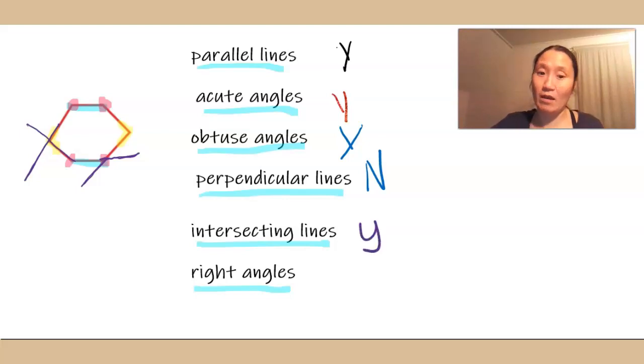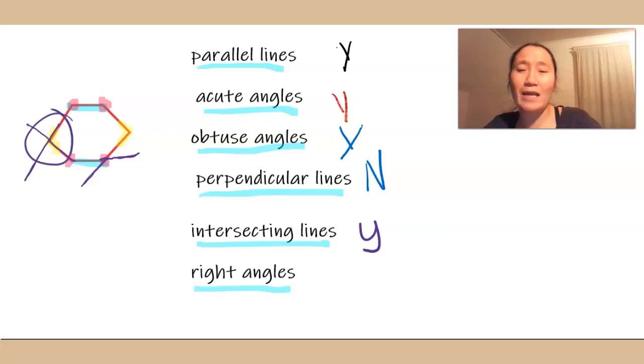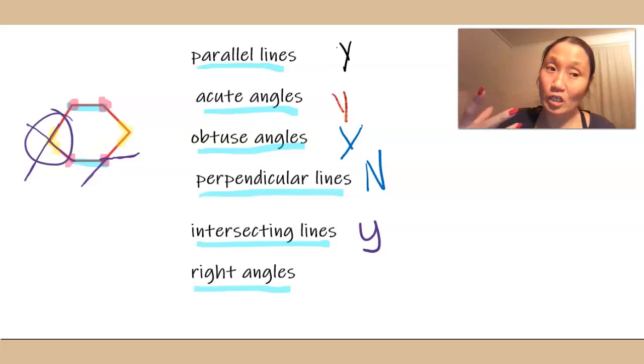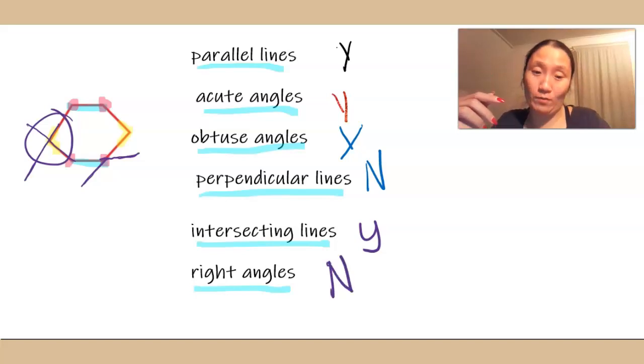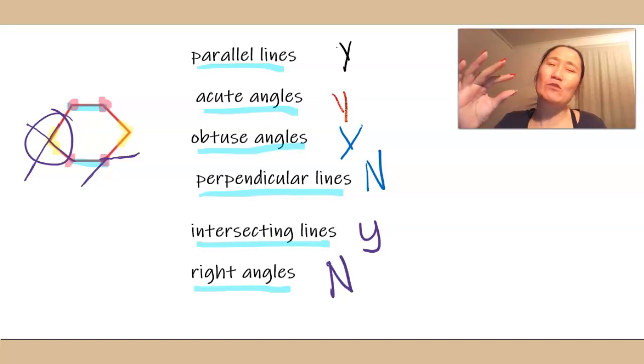Yes, intersecting lines. I guess I'm not really seeing any necessarily right angles. You could say perhaps that's a right angle, but I'm not going to go with it because it looks like it's maybe smaller than a right angle. But without a protractor, I won't be able to tell. Most six-sided polygons do not have right angles, so this would be a no. Okay? Because this one's irregular, possibly.